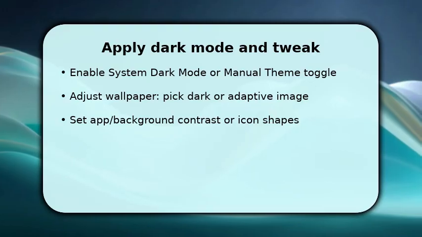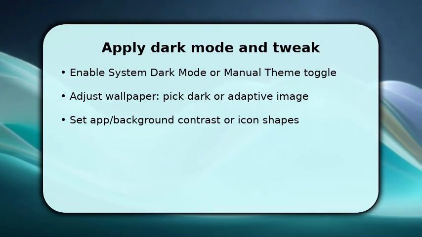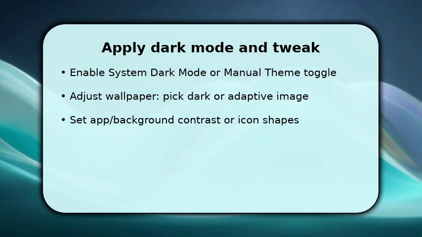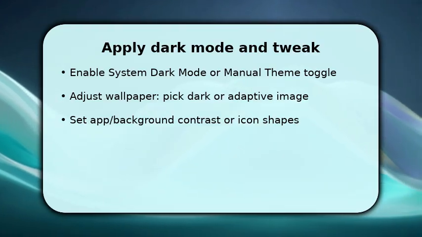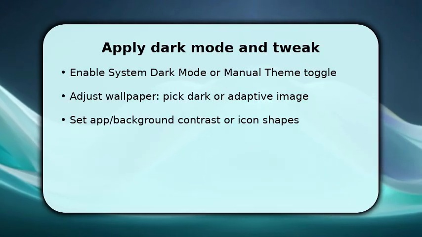Then, make sure app icons and widgets match by adjusting contrast or icon shape settings if available. If your launcher supports schedules, set a sunset to sunrise timer, so dark mode turns on automatically.